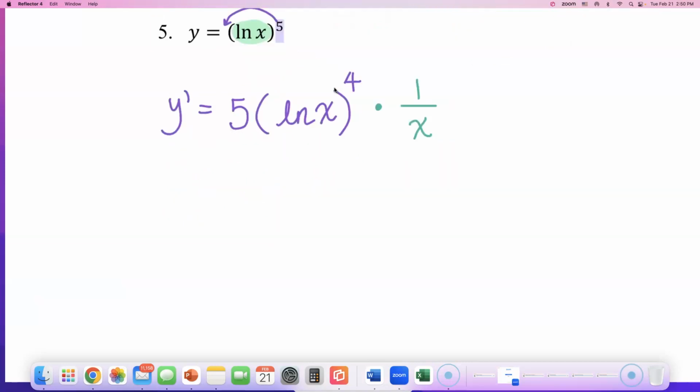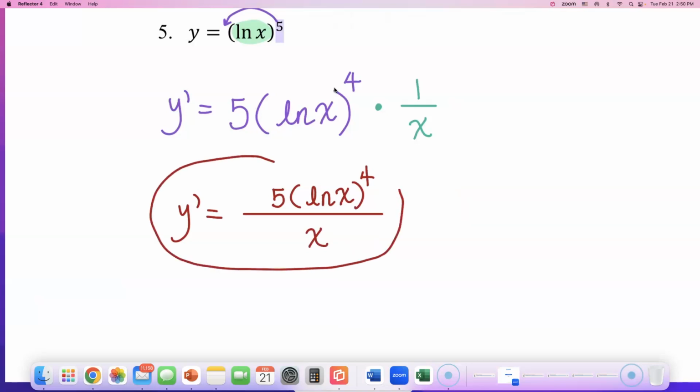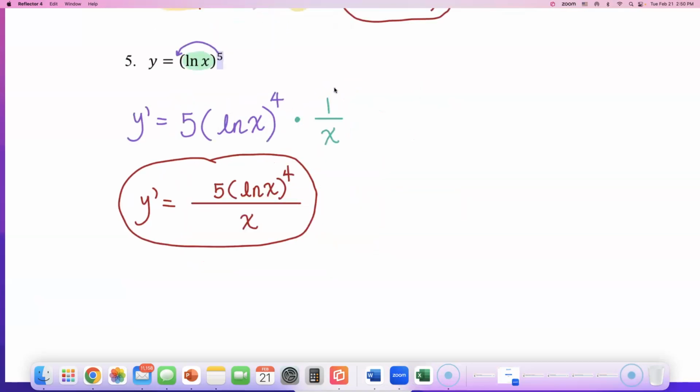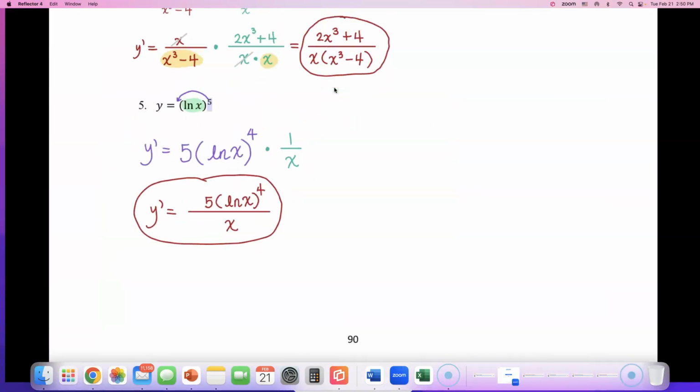So let us simplify our final answer now. We just put these two together. y prime is a gigantic fraction where we have 5 times natural log of x to the 4th on top, and we have x in the denominator. I don't know, this one was simple compared to the last one, right? Okay, so that's it for these two examples on page 90.